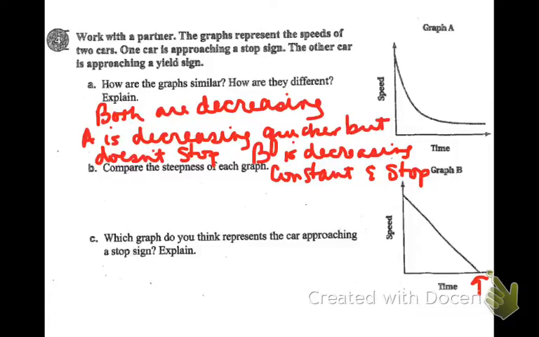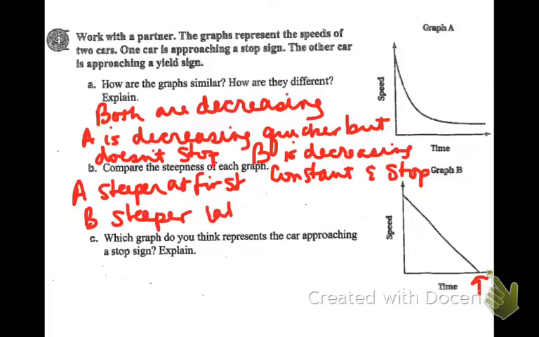So which one represents the car approaching the stop sign? Oops, part B. Compare the steepness of each graph. A is steeper at first, and B is steeper later because it maintains that constant rate. The car approaching the stop sign would be B because it stops.